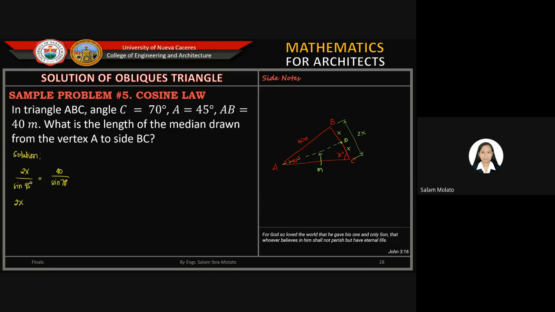So let's cross multiply. 2x sine 70 degrees is equal to 40 sine 45 degrees. Isolating x here, we divide both sides by 2 sine 70 degrees. Okay? So that the 2 will be cancelled out, sine 70 degrees will be cancelled out, leaving us x. So x therefore is 40 sine 45 degrees over 2 sine 70 degrees. And this is equal to what?